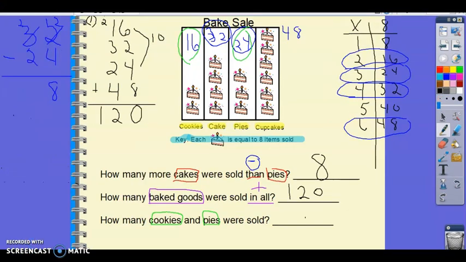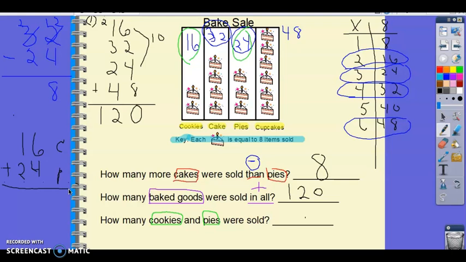Okay, boys and girls, we're going to pick up where we left off. Miss Ryan had to fix a little mistake and then continue this video. So we're looking at this third question, how many cookies and pies were sold? And again, we had 16 cookies, and we labeled that with a C for cookies. And we had 24 pies that were sold, and we want to know how many were sold. So we know that we're going to add because we're putting those together.